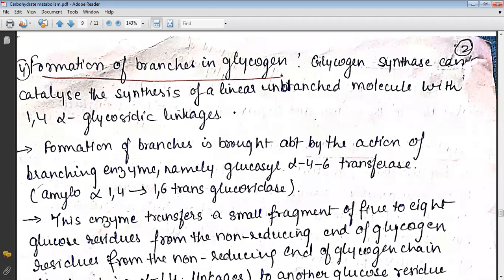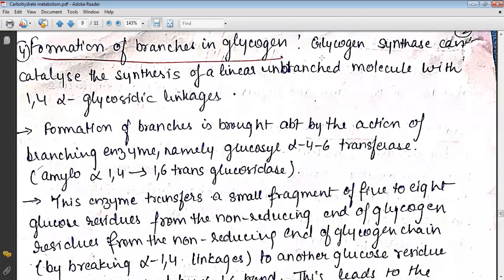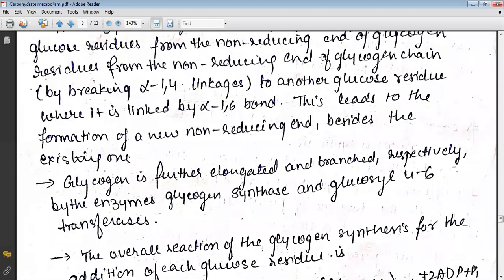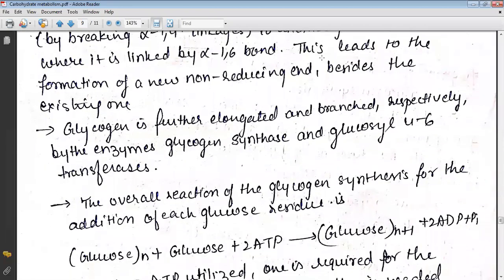Glycogen synthase catalyzes the synthesis of a linear unbranched molecule with alpha 1,4 glycosidic linkages. The formation of branches is brought about by the action of the branching enzyme, namely glycosyl alpha 4,6 transferase. This enzyme transfers a small fragment of 5 to 8 glucose residues from the non-reducing end of the glycogen chain to another glucose residue, where it is linked by an alpha 1,6 bond. This leads to the formation of a new non-reducing end besides the existing one. Glycogen is further elongated and branched by the enzymes glycogen synthase and glycosyl 4,6 transferase respectively.